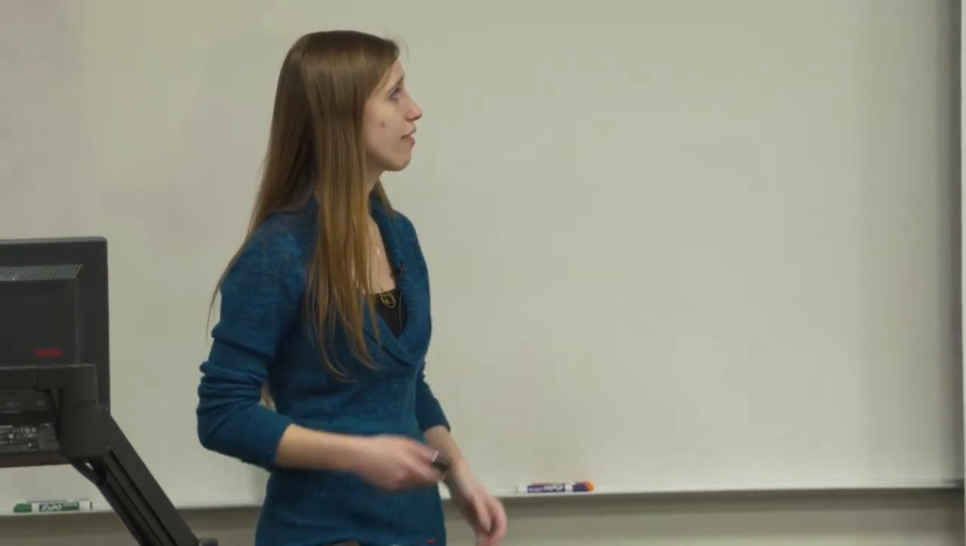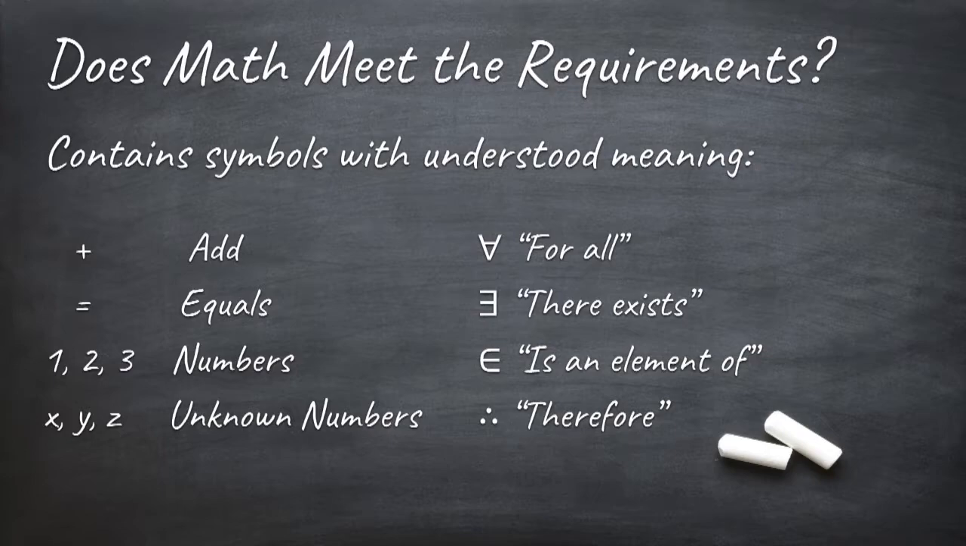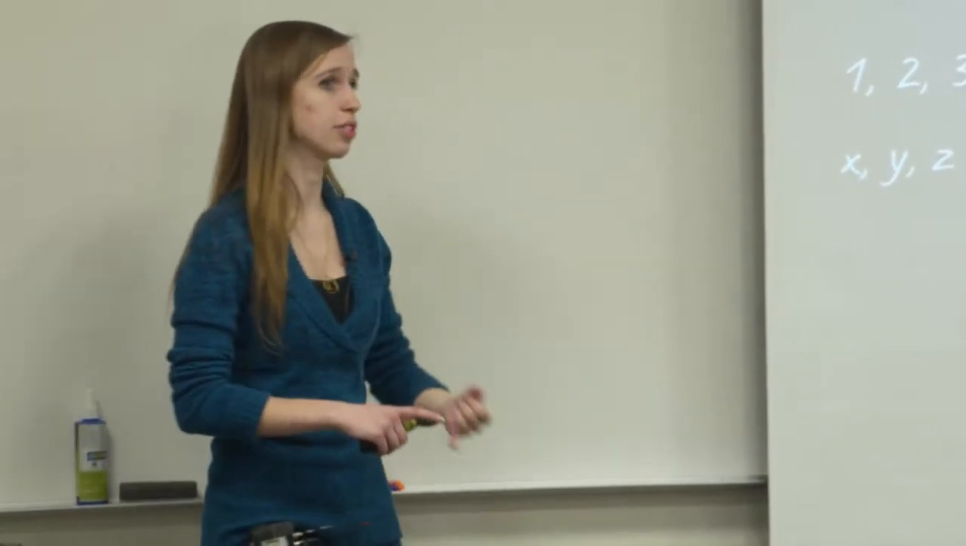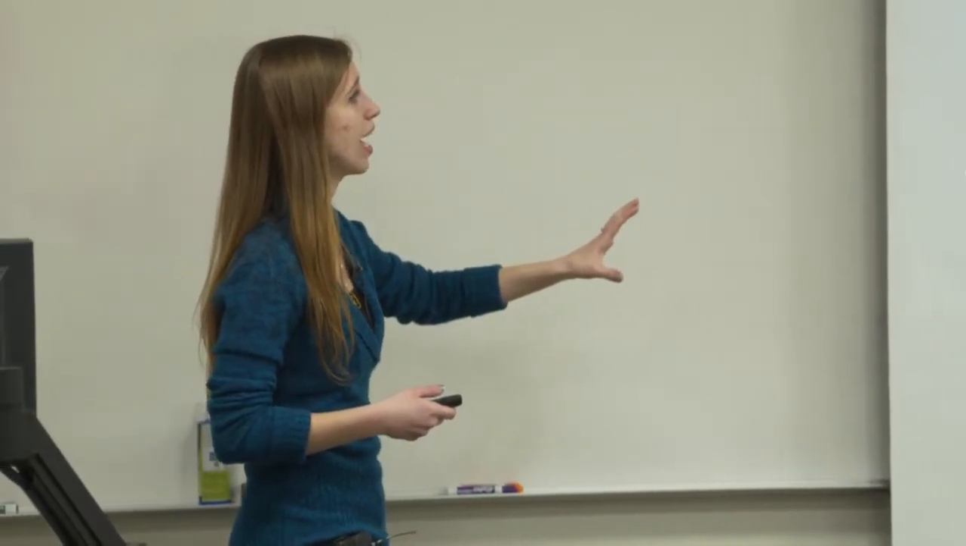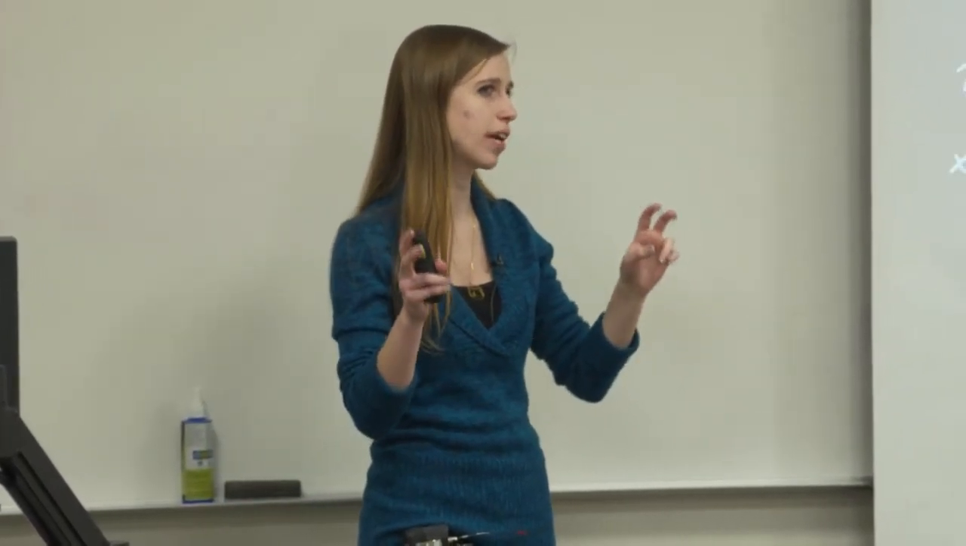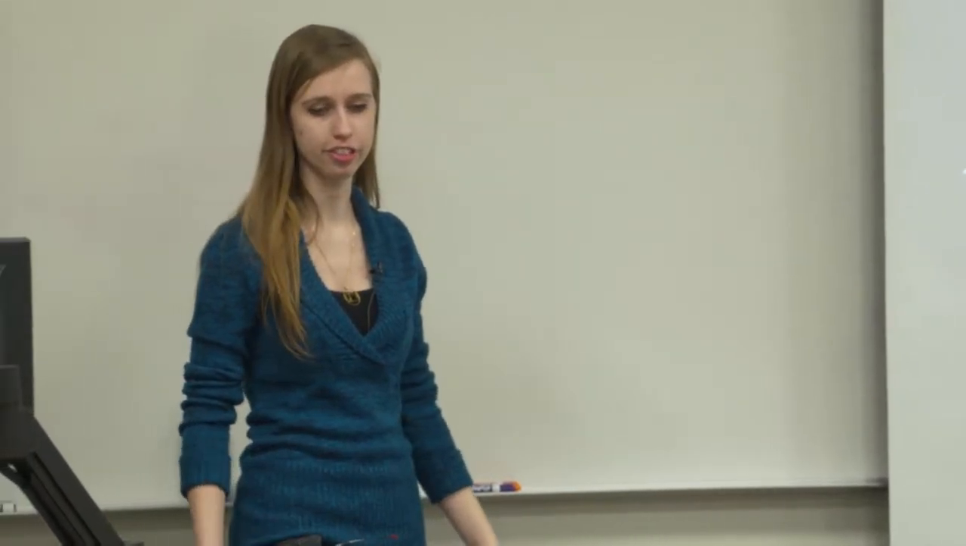So next, symbols having understood meaning. Now, we've all seen these symbols: adding, equals, numbers, unknown numbers, or variables. We're all fairly familiar with these. But the symbols with meaning in mathematics go beyond just operations and numbers. When you get into upper level mathematics, you end up with symbols that mean phrases, such as the upside down A, which means for all, or the 3 dots, which means therefore. We also have symbols for the integers, or real numbers, or other sets of numbers. In both cases, we have symbols that have meanings that, in a sense, need to be translated into English, giving math criteria 2, containing symbols with understood meaning.